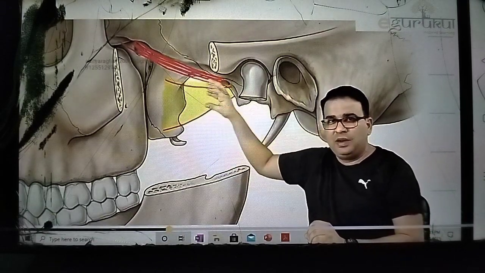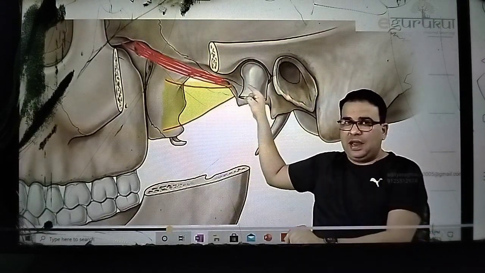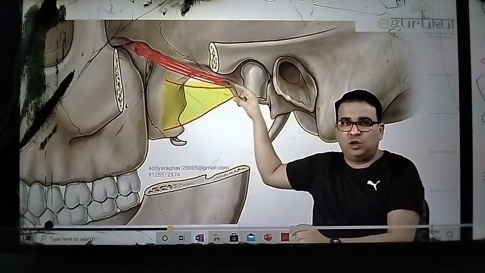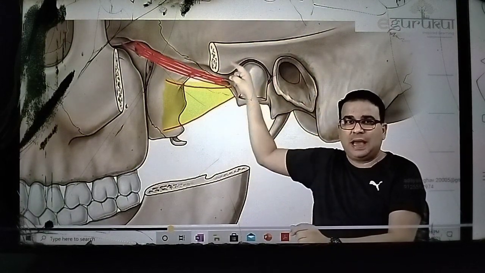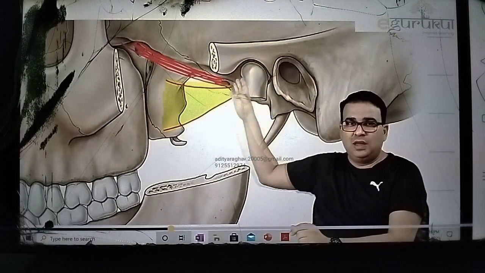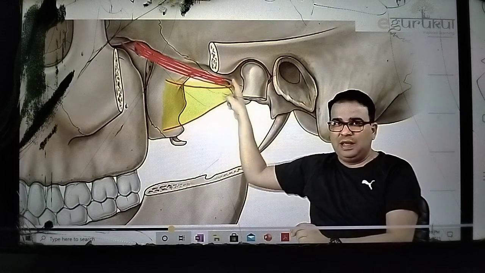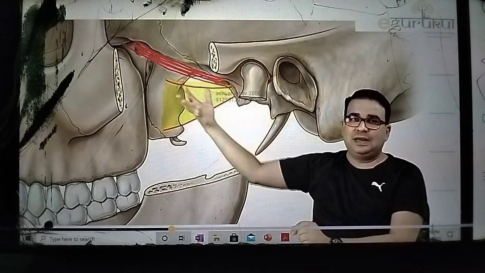When this muscle goes backward, it is going to attach to the fossa. We already discussed that the anterior surface of the neck of mandible has the pterygoid fovea. So it is going to insert on the pterygoid fovea and also to the capsule of the TMJ. The capsule of the temporomandibular joint, it is going to insert to that also. Getting my point? The pterygoid fovea on the neck of mandible and the capsule of the temporomandibular joint, that is the insertion.